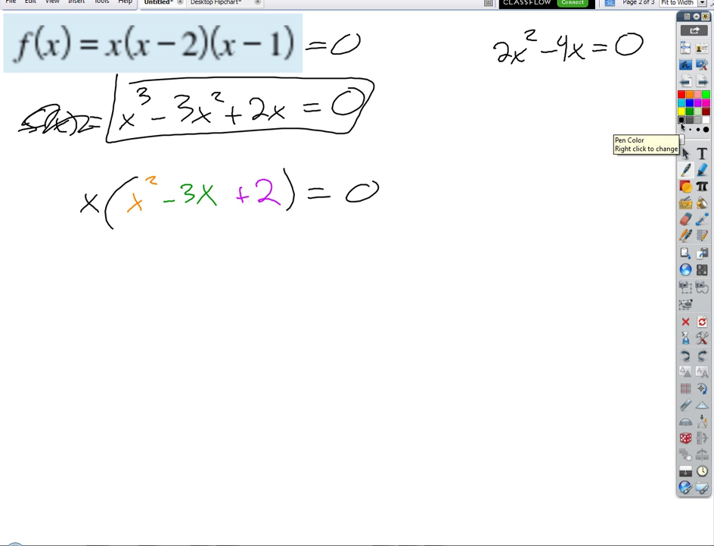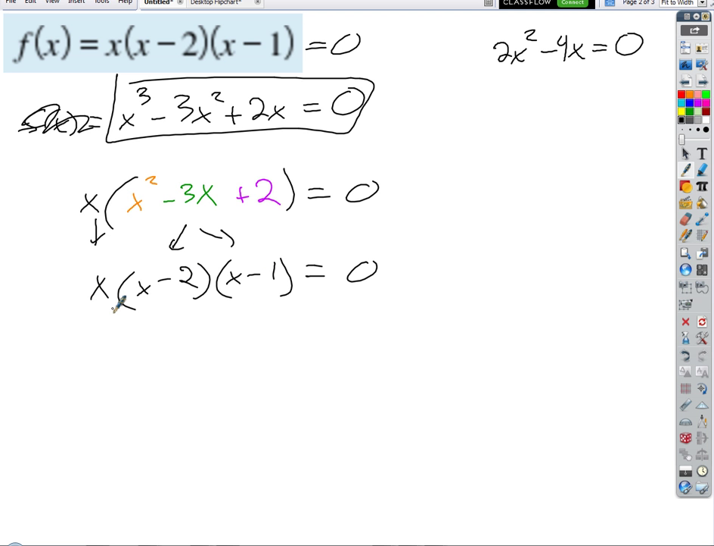Are there magic numbers? If I try to break this apart, are there magic numbers that multiply to positive 2 and add to negative 3? What would the signs be if they multiply to a positive and add to a negative? That'd be negative, wouldn't it? Two negatives. What are they? Multiply to positive 2 and add to negative 3. Negative 2 and negative 1. And then, of course, we've still got that x out front. So look what we did. Now we've got this broken apart, and so the solutions are just 0, 2, and 1 to our equation, right?